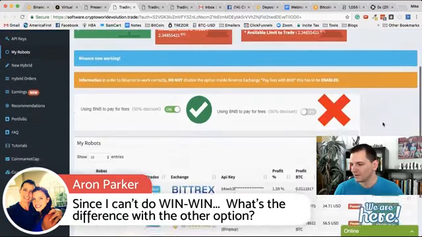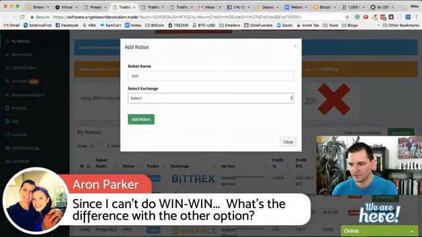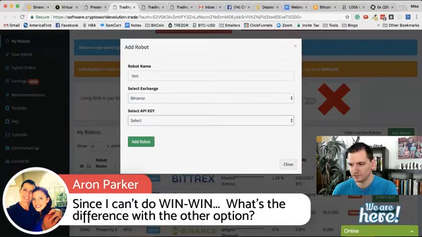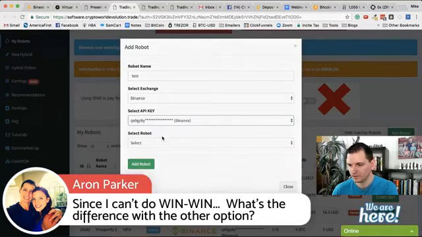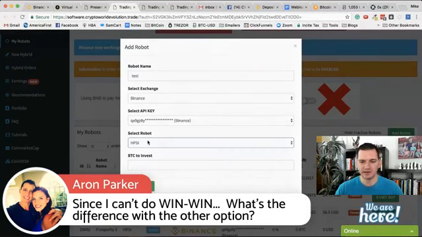But anyway, if you click add robot, test Binance API. Oh, there we go. So right here, HPSI, that's the one I think everyone should use anyway. I don't think anyone should use win-win unless you just want to do one trade at a time, which is going to be very slow. I recommend everybody do HPSI anyway. So that's the one you choose.